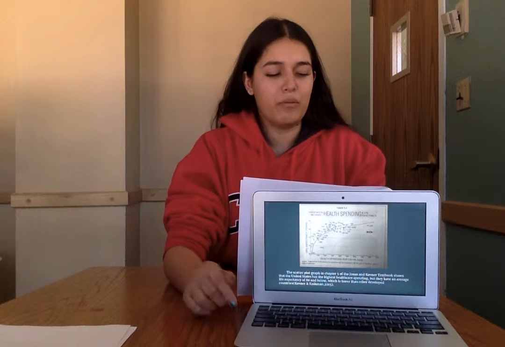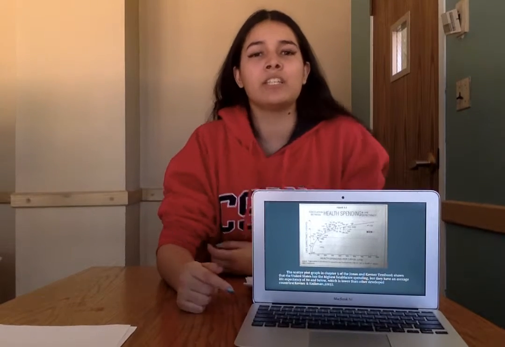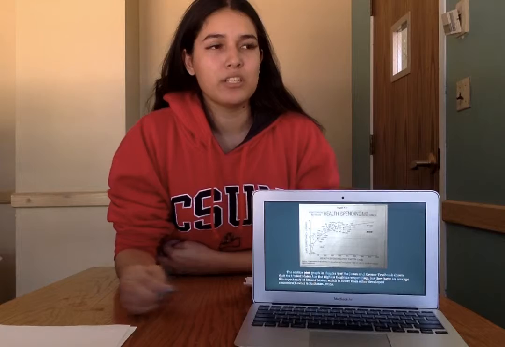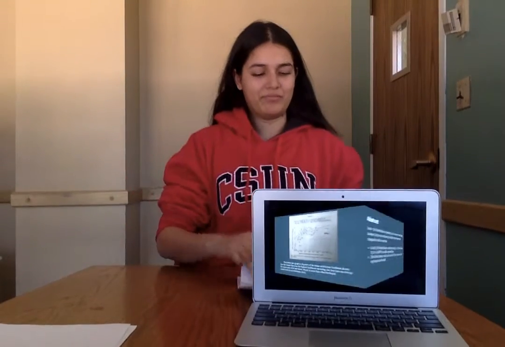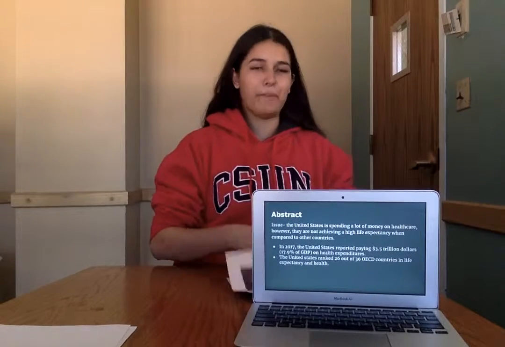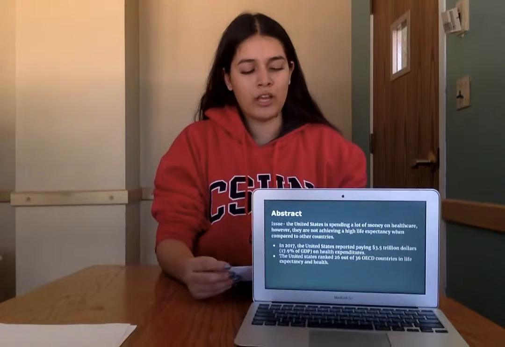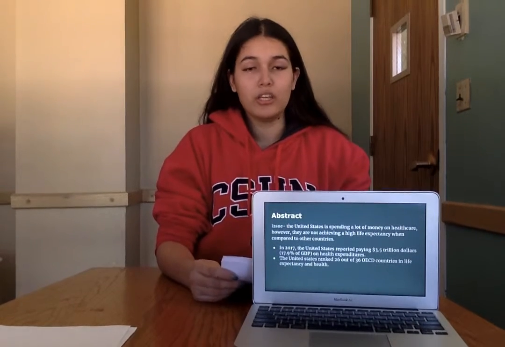This image is from the textbook, and it shows that the United States is an outlier. We spend high amounts of money on healthcare spending. However, our life expectancy isn't as high as other countries. Okay. So the issue is that the United States is spending a lot of money on healthcare. However, we are not achieving a high life expectancy when compared to other countries.